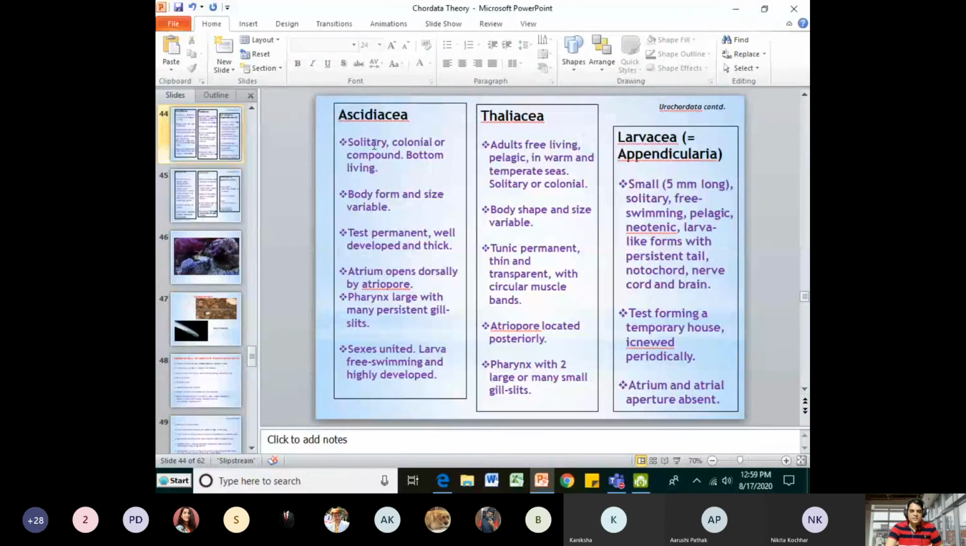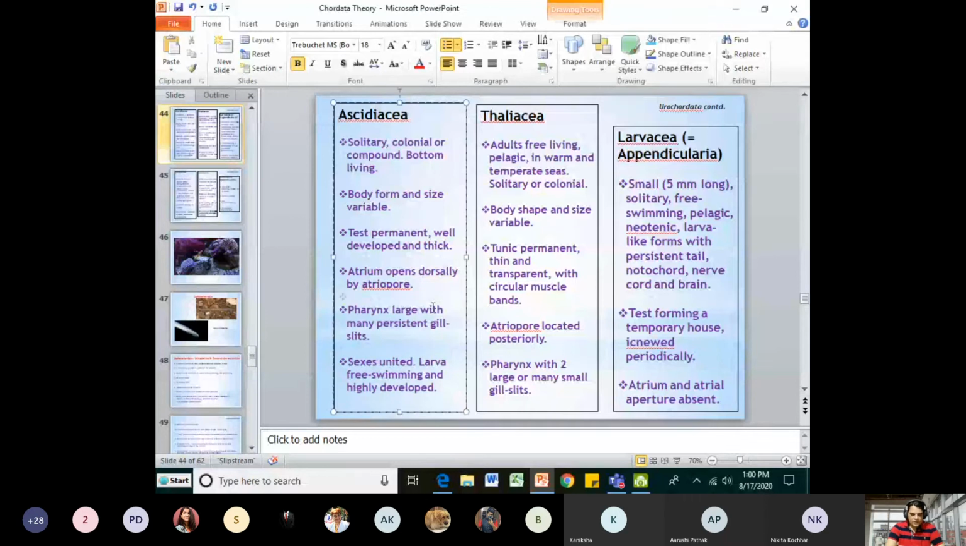Now, there are three classes: Ascidiacea, Thaliacea, and Larvacea. So, the Ascidiacea are solitary, colonial, or compound, and bottom living, body form and size variable, test permanent, well developed and thick, atrium opens dorsally by atriopore, whereas the pharynx large with many persistent gill slits, and sexes united, means they are hermaphroditic, larva free swimming and highly developed.